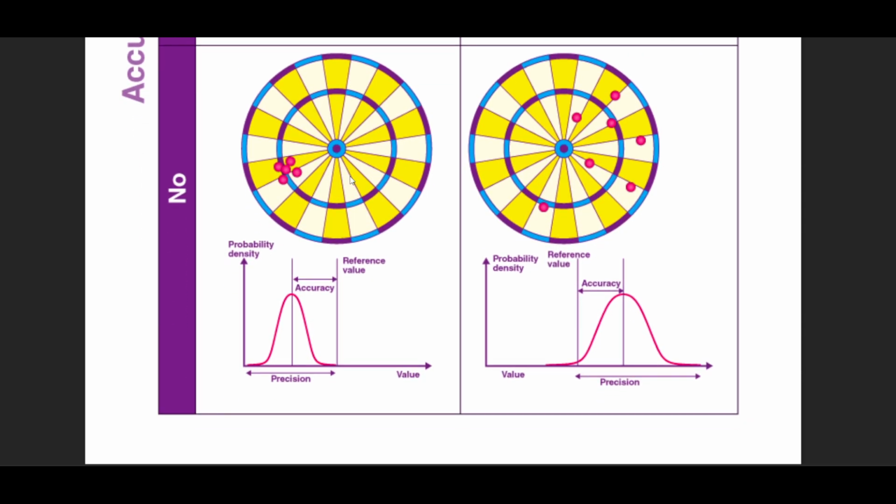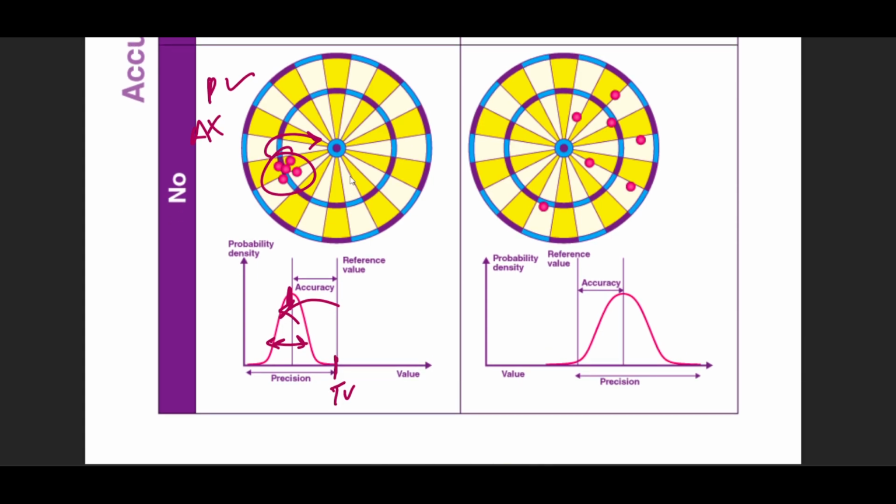In this question, the data is tightly packed. So yes, it is precise, but is it accurate? Did we get them to the bullseye? No, we did not. So it is not accurate. That is why you can see that the peak value, this is your true value. The peak value is away from the true value. So it is not accurate. But are they close together? Yes, they're close together. So they are highly precise.